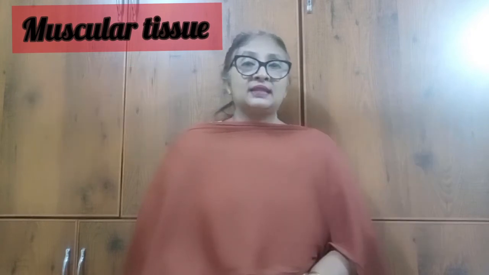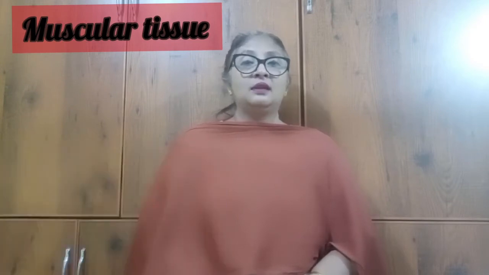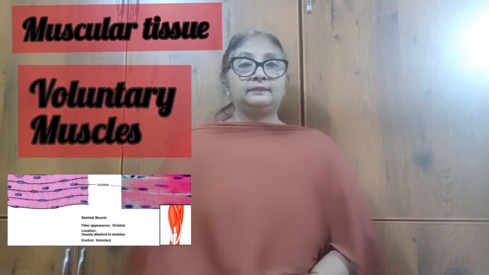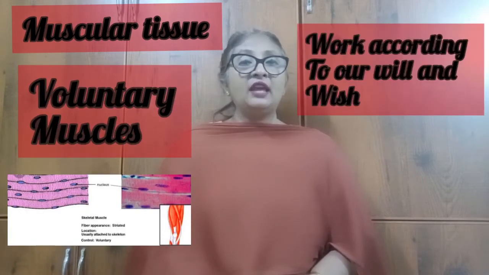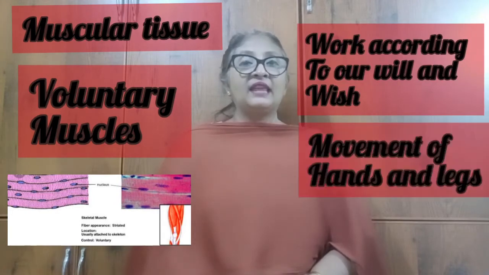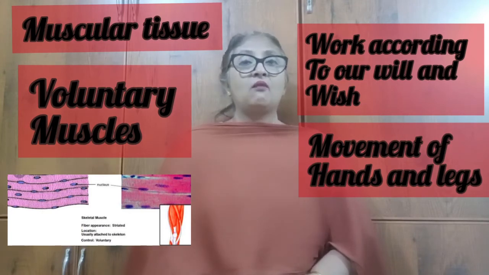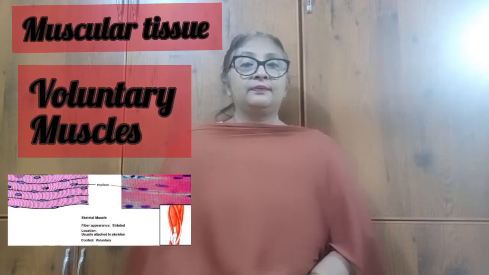Let us now discuss the three types of muscle cells. First of all, the voluntary muscles. The voluntary muscles work according to our will and wish. For example, moving the hand, leg, etc. Therefore, since they work according to our will and wish, they are known as voluntary muscles.